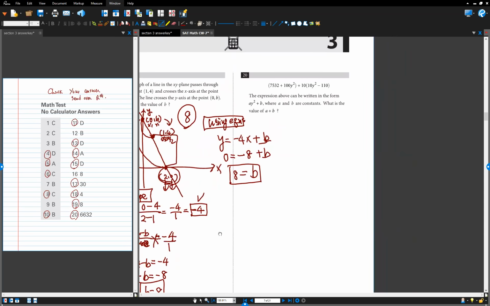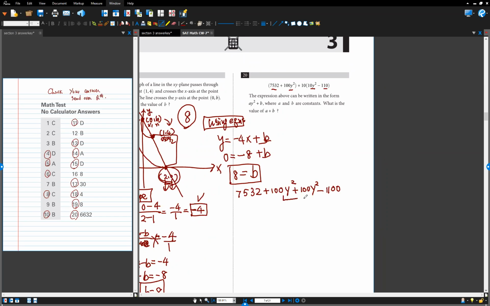All right, now move on to number 20. That is a weird expression, a very big number, but it doesn't matter, okay? 7,532. Now simplify, because we have y squared and a constant. So 7,532, 100 y squared, 100 y squared, and minus 1100.